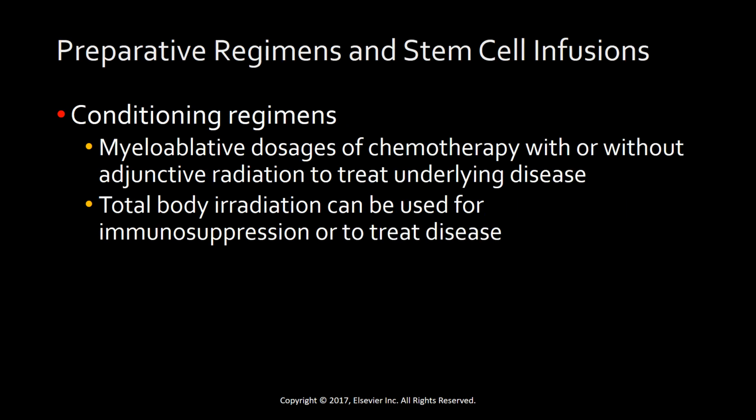Now, this is a lot of information and can be confusing, but patients receive myeloablative dosages of chemotherapy with or without adjunctive radiation to treat the underlying disease. Total body irradiation, or TBI, can be used for immunosuppression or to treat the disease. These preparative therapies are known as conditioning regimens.